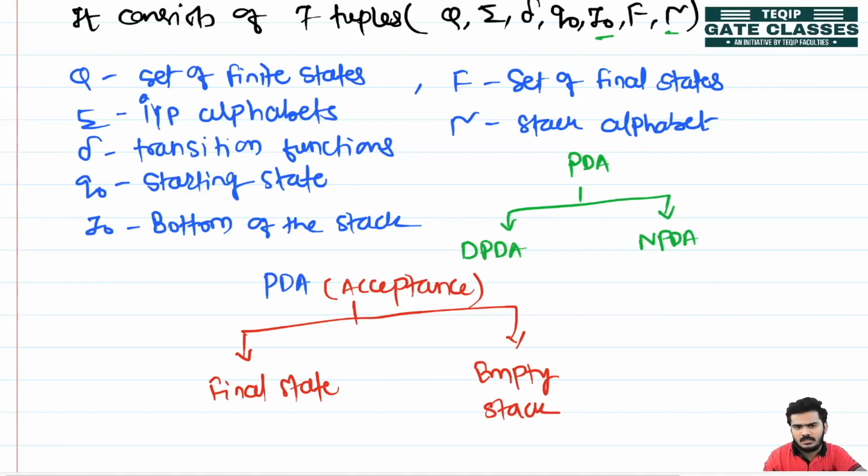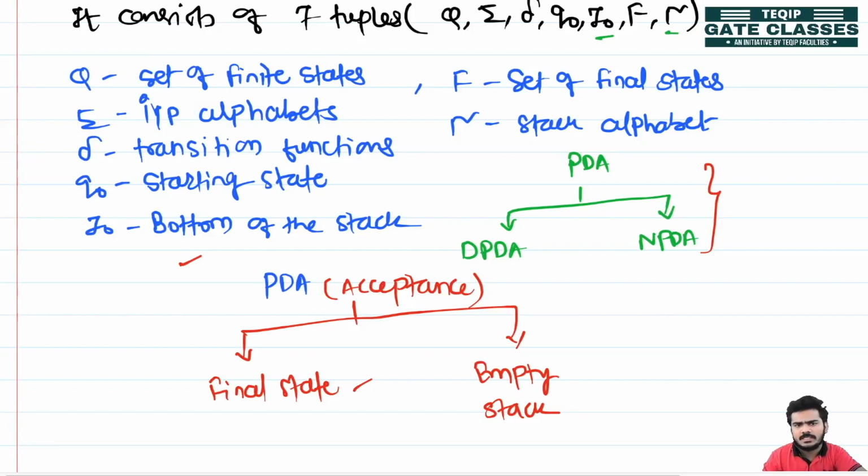If the question does not ask whether you have to solve by using final state or empty stack, we can choose either one. We will solve one example by both approaches, and after that we will use one approach only. So here we have discussed the definition of PDA, then the types of PDAs available, and again we have divided PDA by their acceptance: it can be accepted by final state or empty stack.